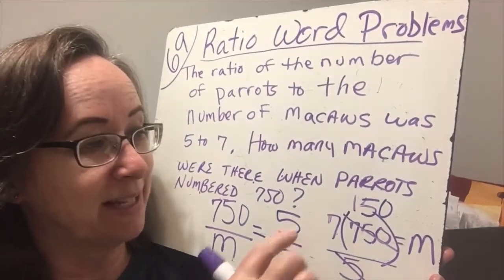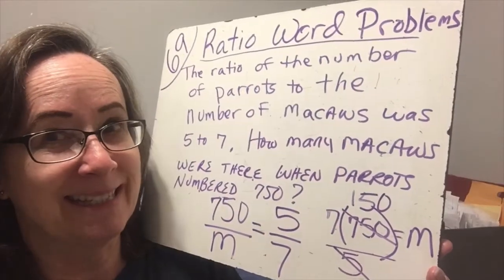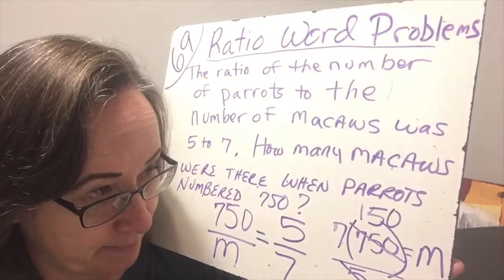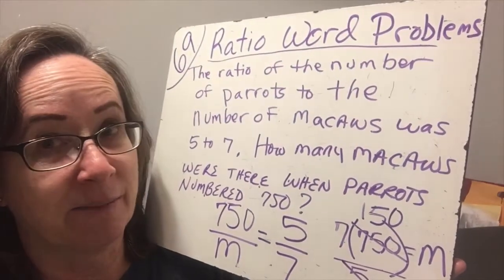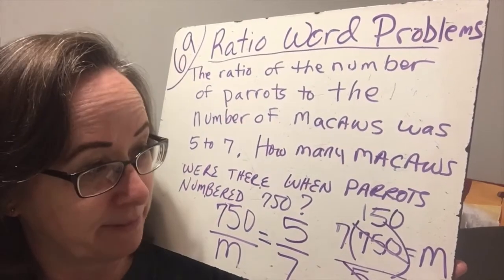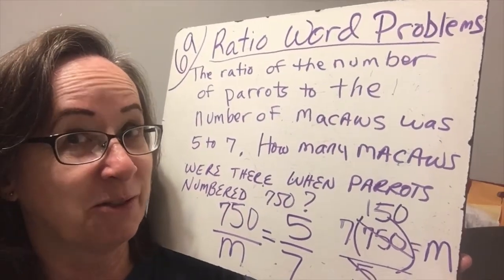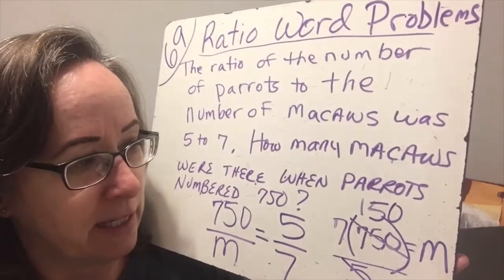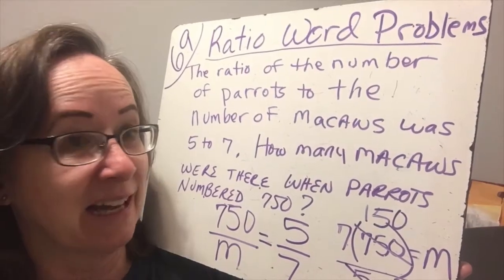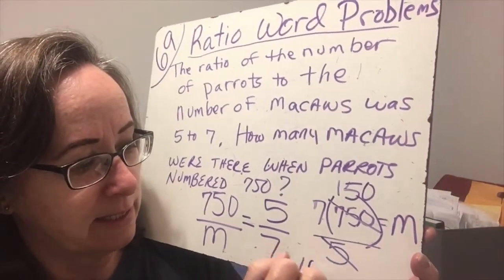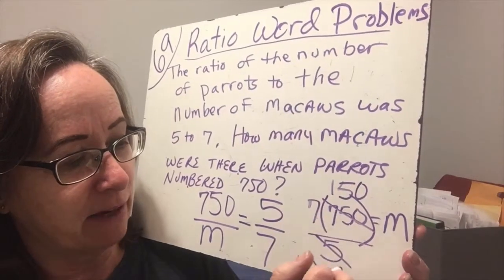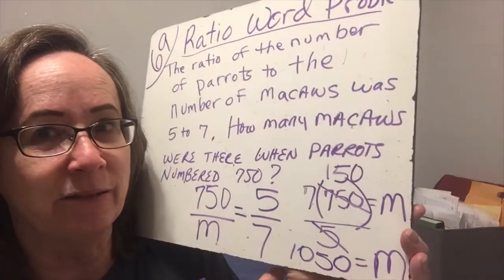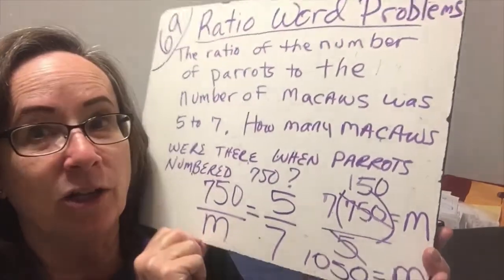Now all we have to do is 150 times 7, which is 15 times 7. Well, I already know that 15 times 5 is 75. So 15 times 7 is 2 more 15s, which is 30. So I have 75 plus 30, which is 105. 105, and then I'm going to tack on the 0, macaws.